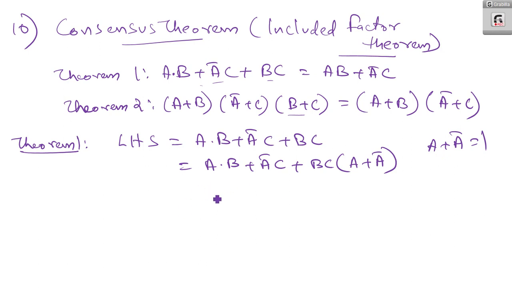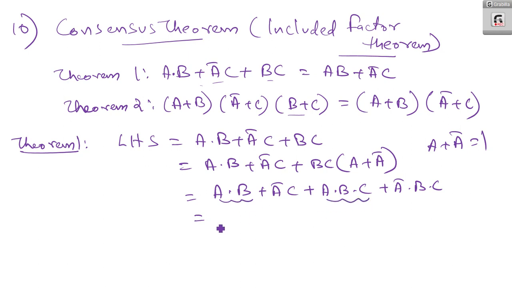Now you just expand it. So what will you get? AB or A bar C or ABC or A bar BC. Now here AB is common in these two terms. That means AB into 1 or C.